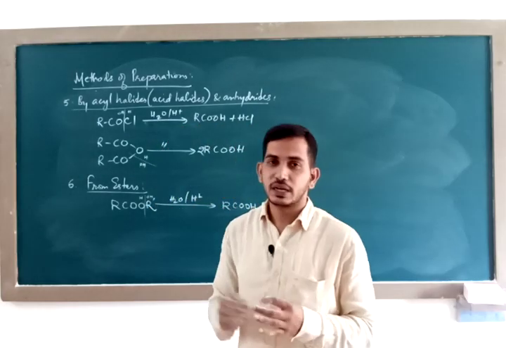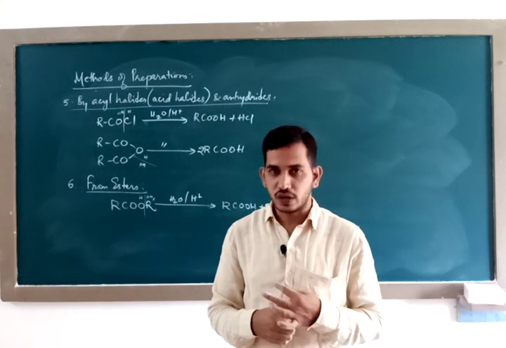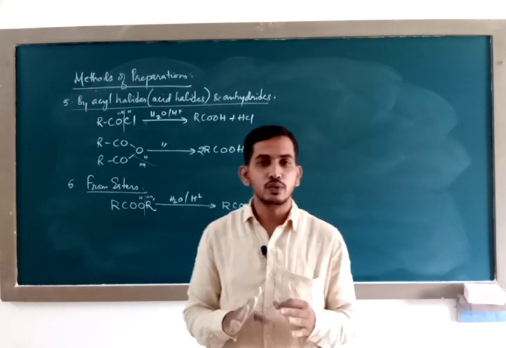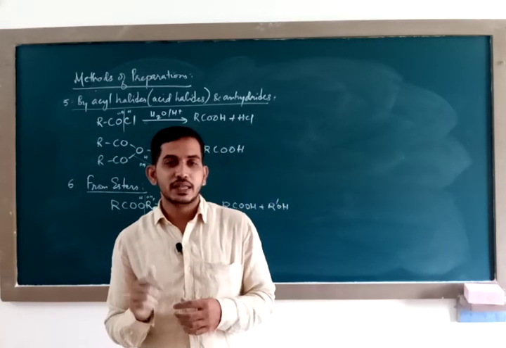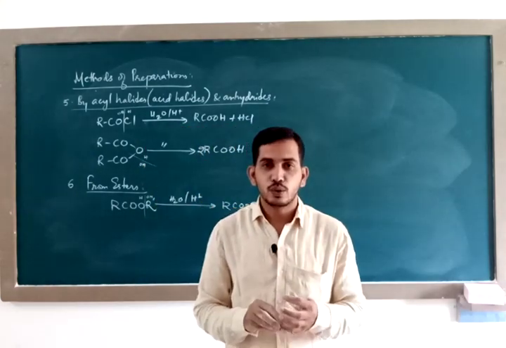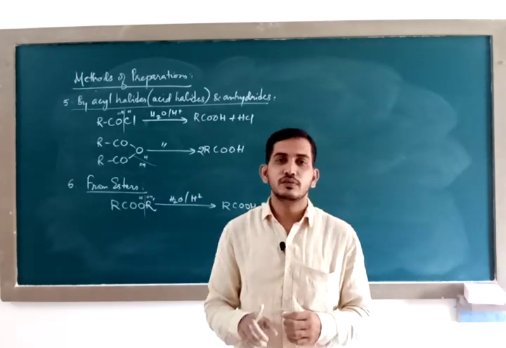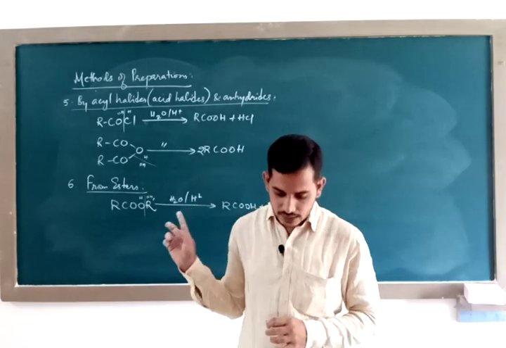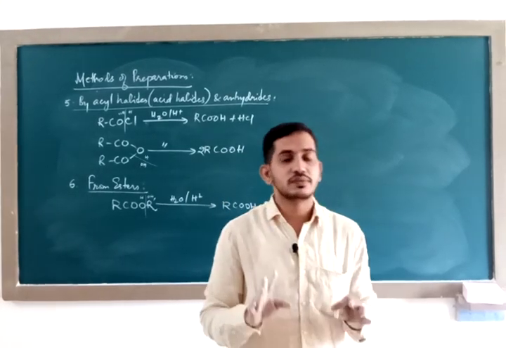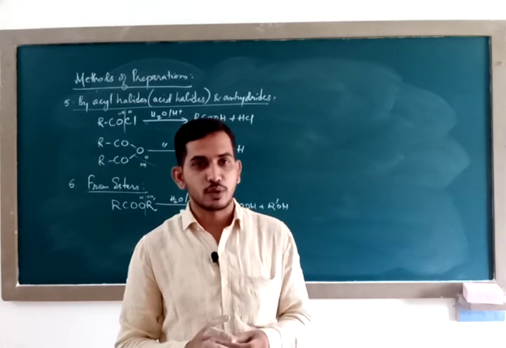Fourth method was from Grignard reagents. Grignard reagents are reacted with dry ice or solid carbon dioxide in the presence of dry ether, followed by hydrolysis to give you carboxylic acid. Fifth method is by acid chlorides and anhydrides. Whether acid chloride or acid anhydrides are hydrolyzed, they will give you carboxylic acids. The last sixth method is from esters, wherein esters upon hydrolysis will give you carboxylic acids and alcohols as byproduct.